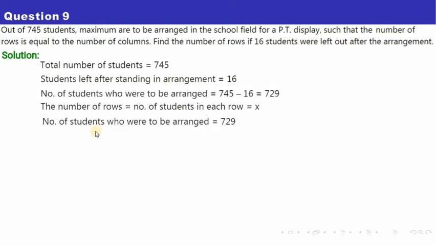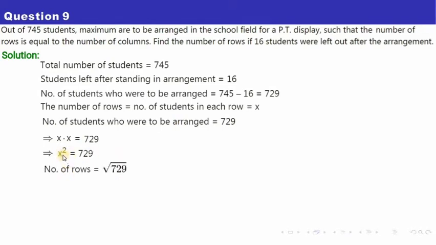Now it is said the number of students who were in the arrangement is 729, isn't it? Now how do we get this 729? We multiply the number of students in each row by the number of students in each column, which is x into x, because we know the number of students in each row is x and in each column is also x. So x into x gives you the total number of students who have taken part in the arrangement, which is nothing but 729. So similarly, like earlier, we'll find the value of x.